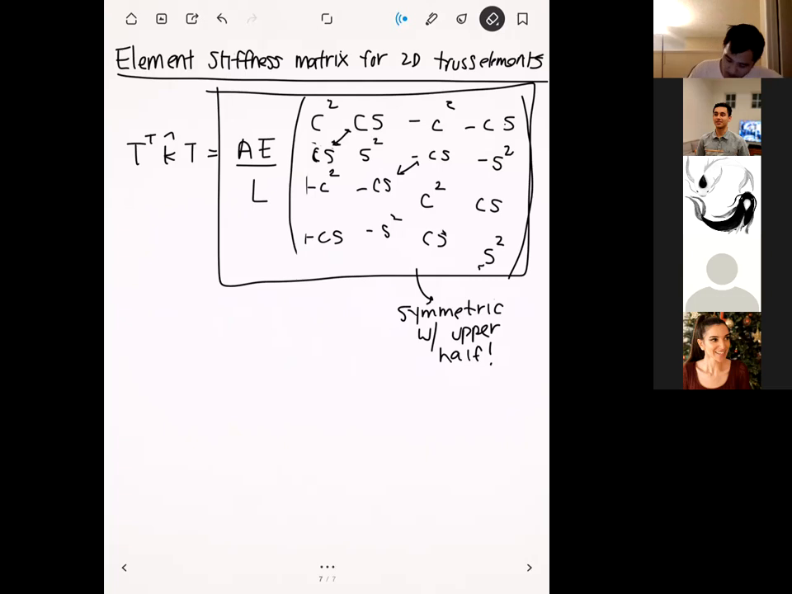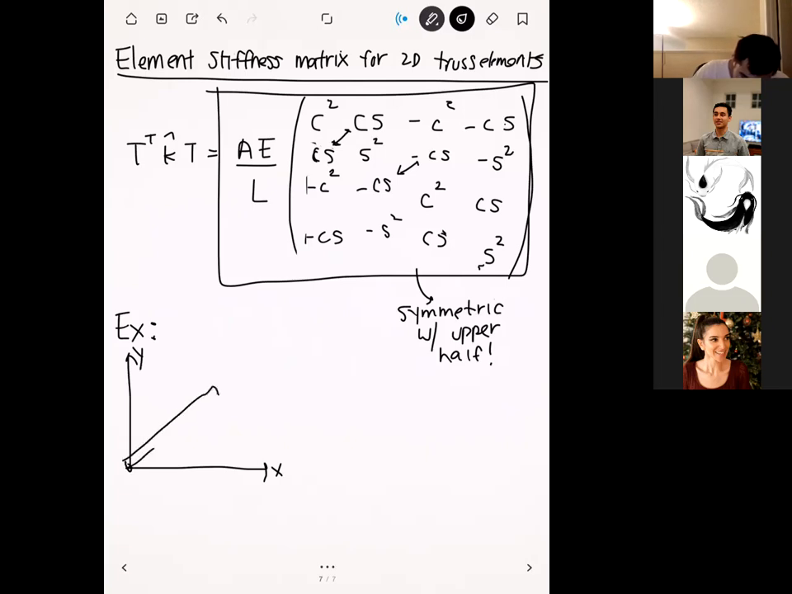Okay. So let's do an example to show how this is actually used. In this example, let's consider the following truss element. Let me draw the stationary axes here. So this is going to be X and Y. And let's say that we have a truss bar that looks like this. This is angled 30 degrees to the horizontal, and then we'll draw the local coordinates in like that.